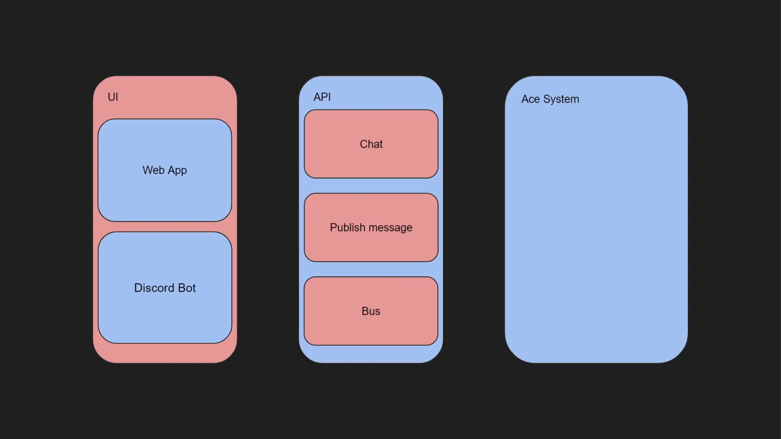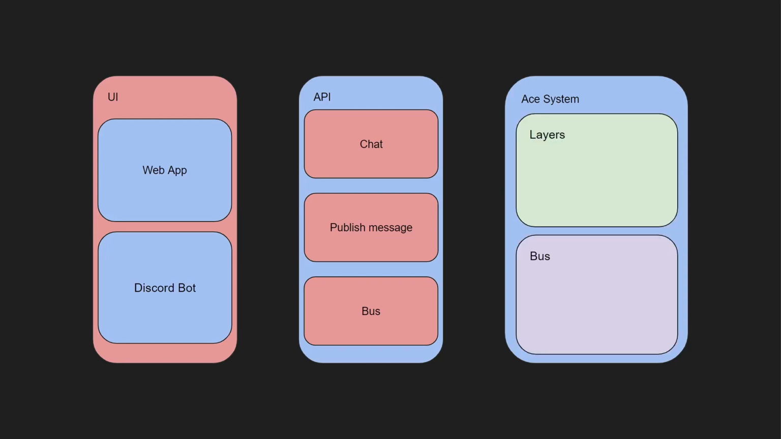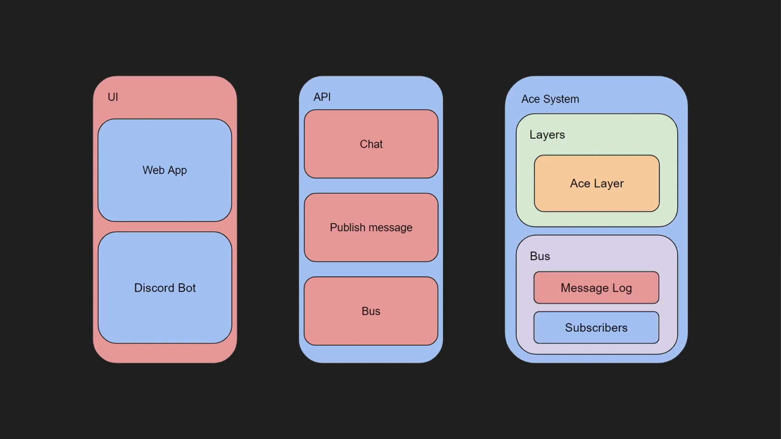Now the ACE system is composed of multiple modules. Inside the ACE system, it instantiates all of the layers and both the north and south bus. Each layer inherits from the ACE layer module, which provides the base functionality for all the layers. The bus module contains a message log and a subscriber list to keep track of which layers should be receiving which messages.